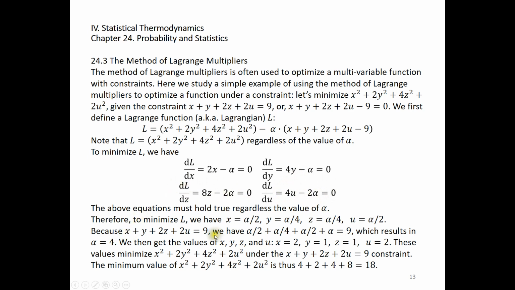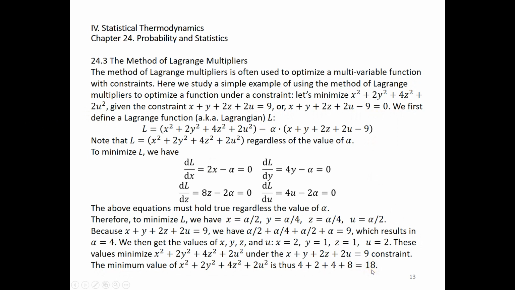Now because of this constraint, we know x plus y plus 2z plus 2u should be 9. And then we can plug in the expressions of x, y, z, and u in terms of alpha, and we determine the value of alpha. Alpha has to be 4 to ensure this constraint is true. We then get the values of x, y, z, and u easily because they are expressed in terms of alpha. We just plug in alpha equals 4 here, here, and here, and x, y, z, and u are 2, 1, 1, 2. We plug the values of x, y, z, and u into this function, where the minimum value is 18.